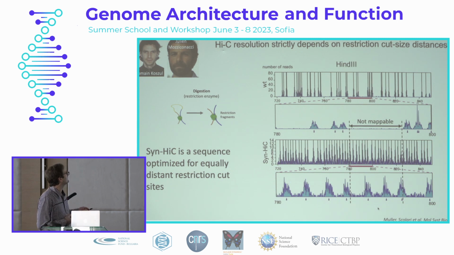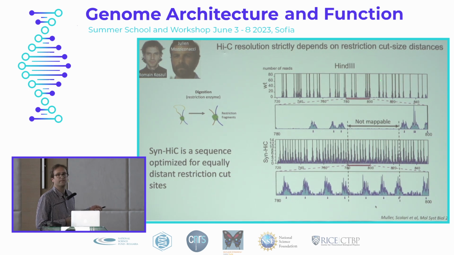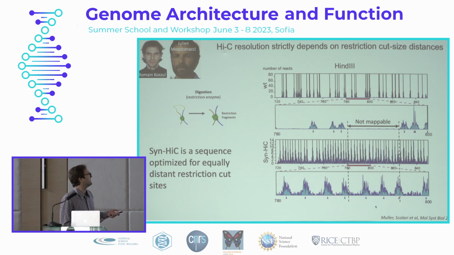First of all, the digestion and pull-down by biotin have the effect that if you look at the read coverage of a Hi-C contact map, for instance, for a cutter which is not so frequent, such as HindIII, you will see that it's mostly localized at the cut sites, so it's not uniform. And this is very important because it gives the most important bias of Hi-C, that some regions are not mappable at all, like the regions between different cut sites.